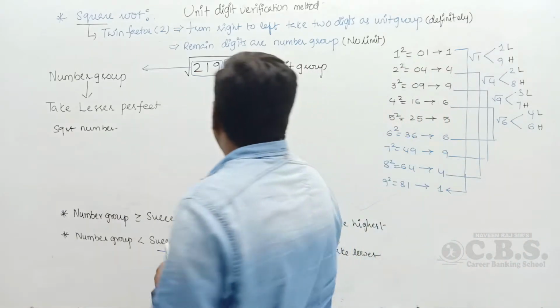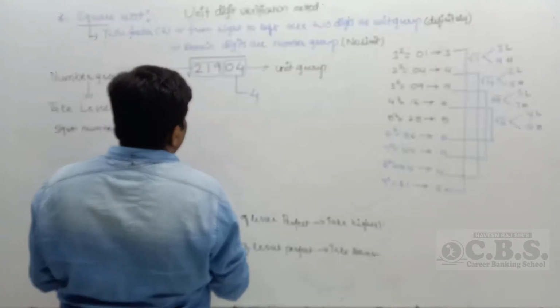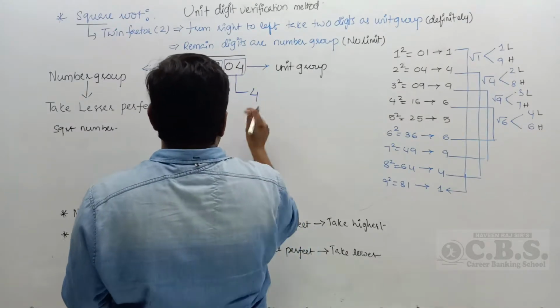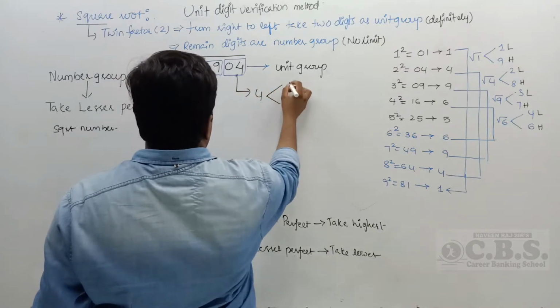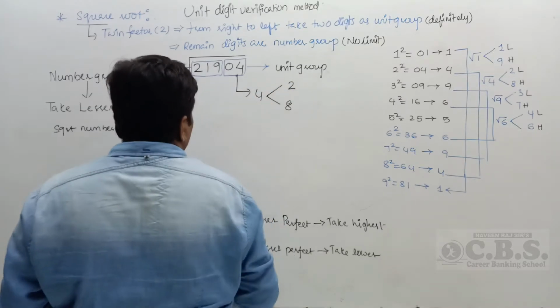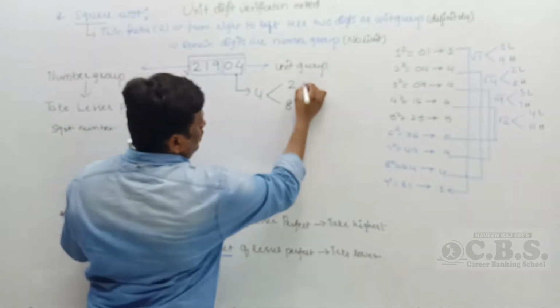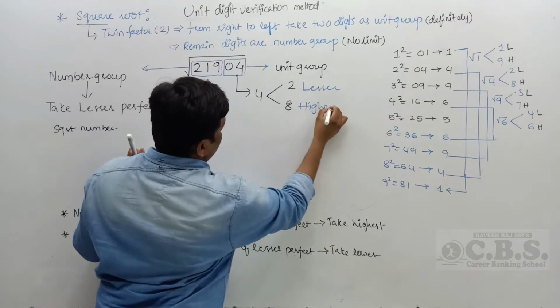So in this unit group, take the unit digit. The unit digit is 4. A unit digit of 4 happens at 2 and 8. That is 2 and 8. So now 2 is the lesser and 8 is the higher with respect to the digit 5.